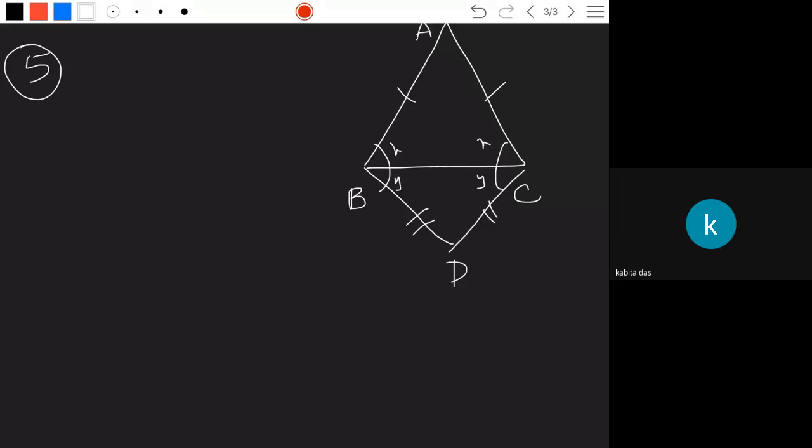Did you get my point? Sir, in this question, can we draw a line AD? What is the use of drawing a line? Tell me. Sir, by drawing AD. Yes, it is right. She is saying that by drawing AD, by SSS congruency, she wants to prove these two triangles congruent.